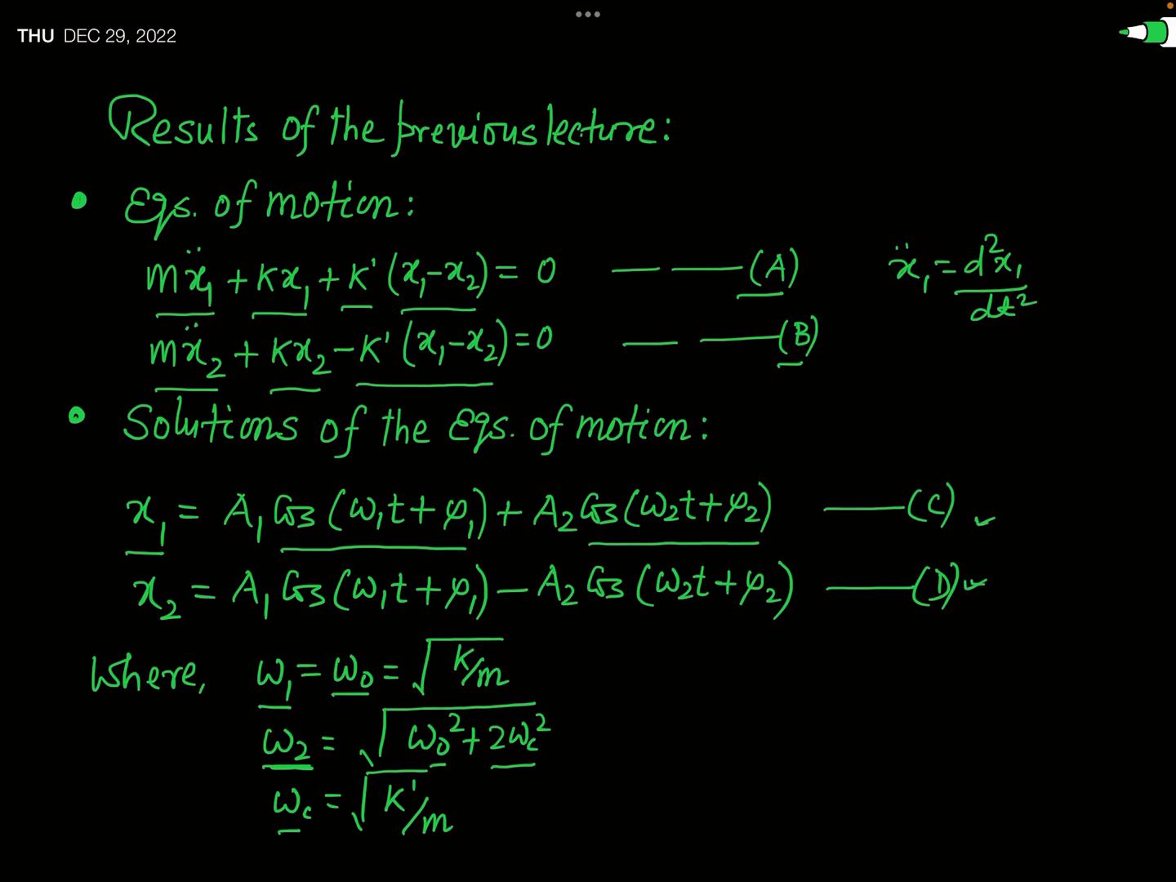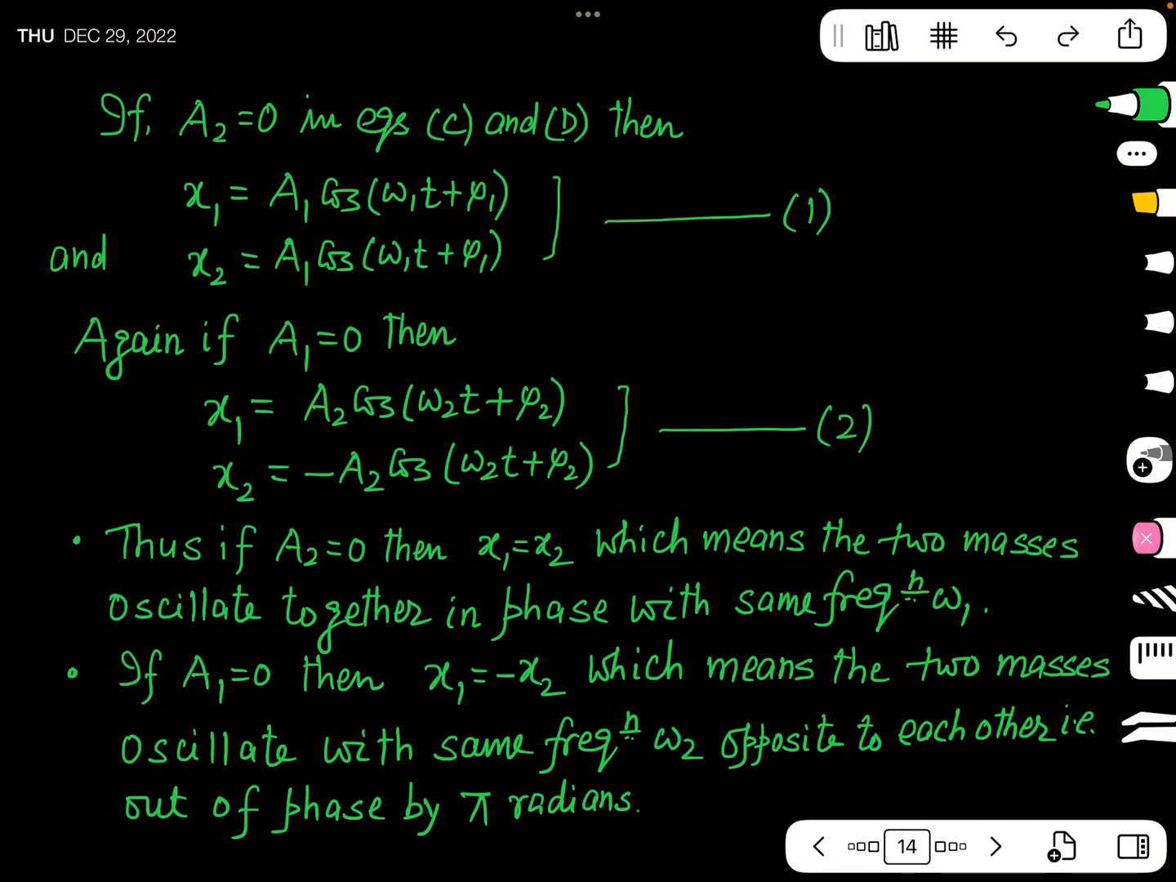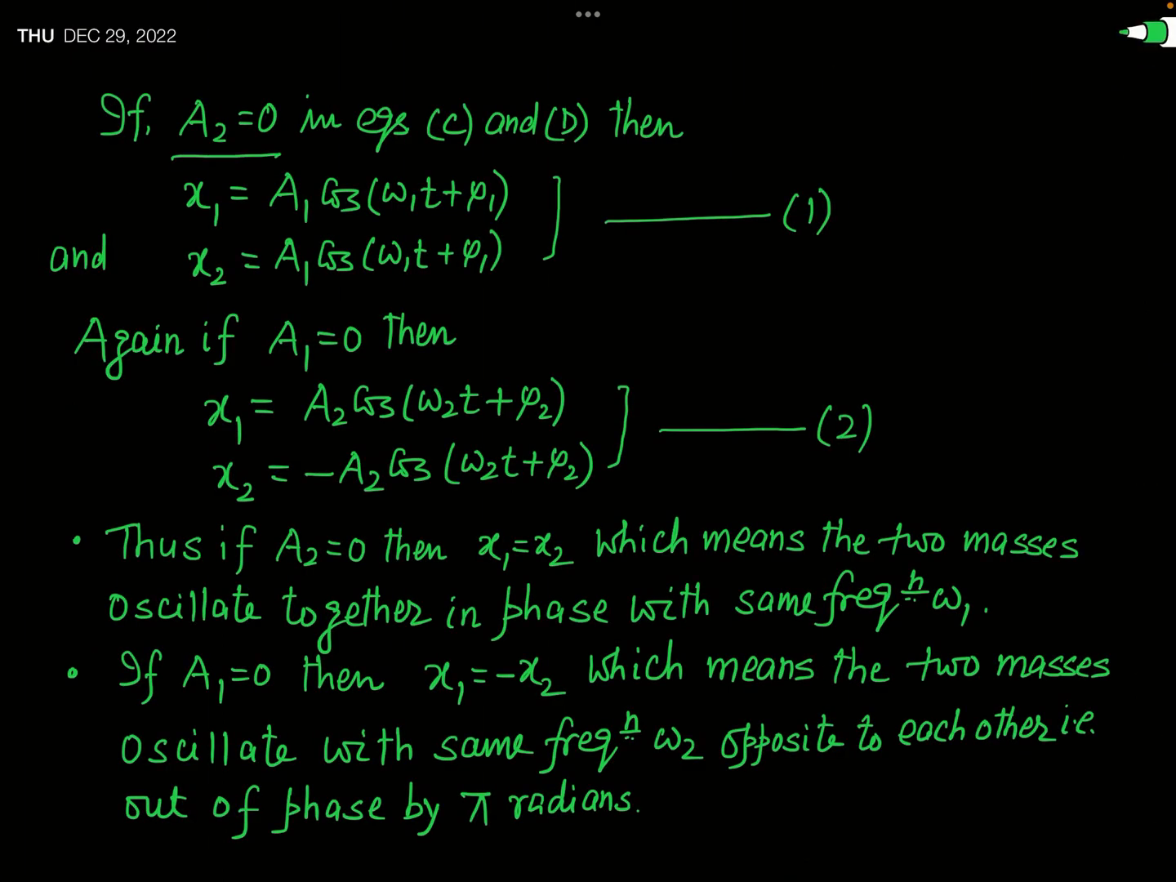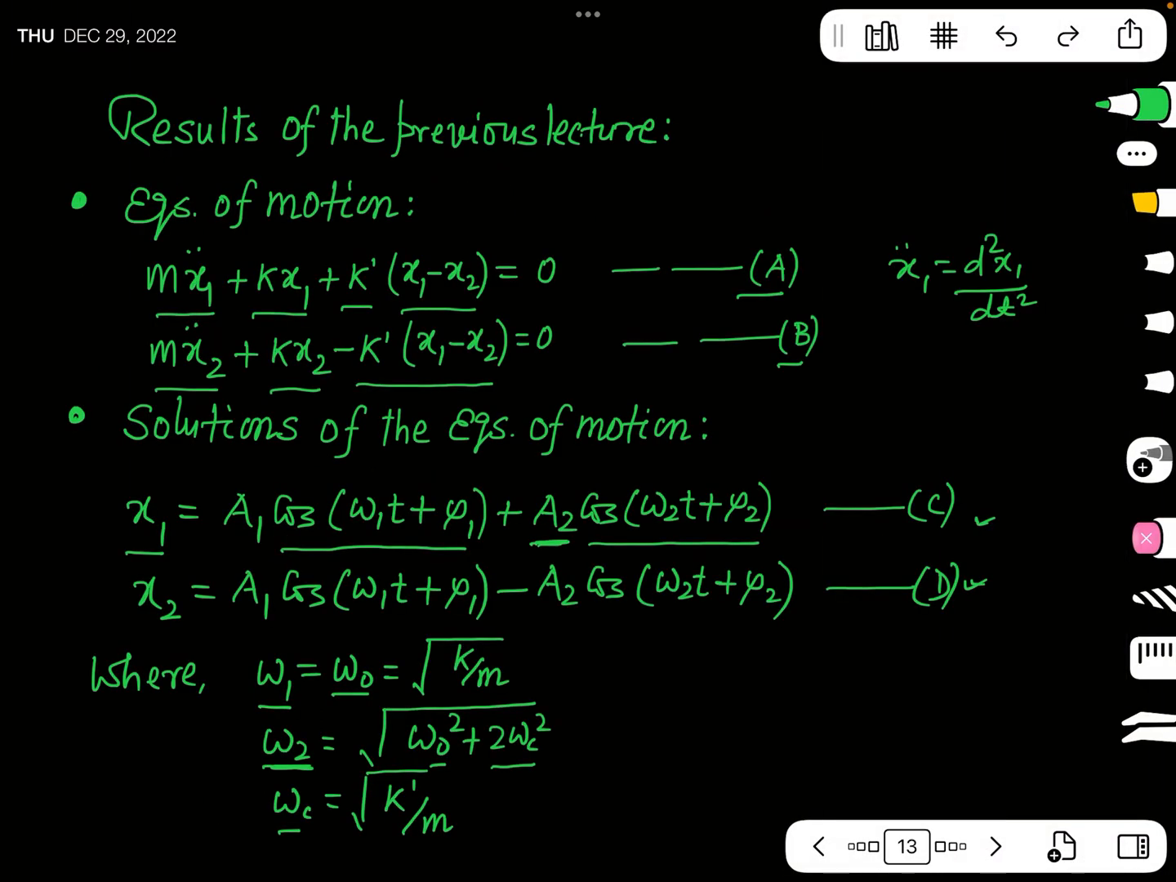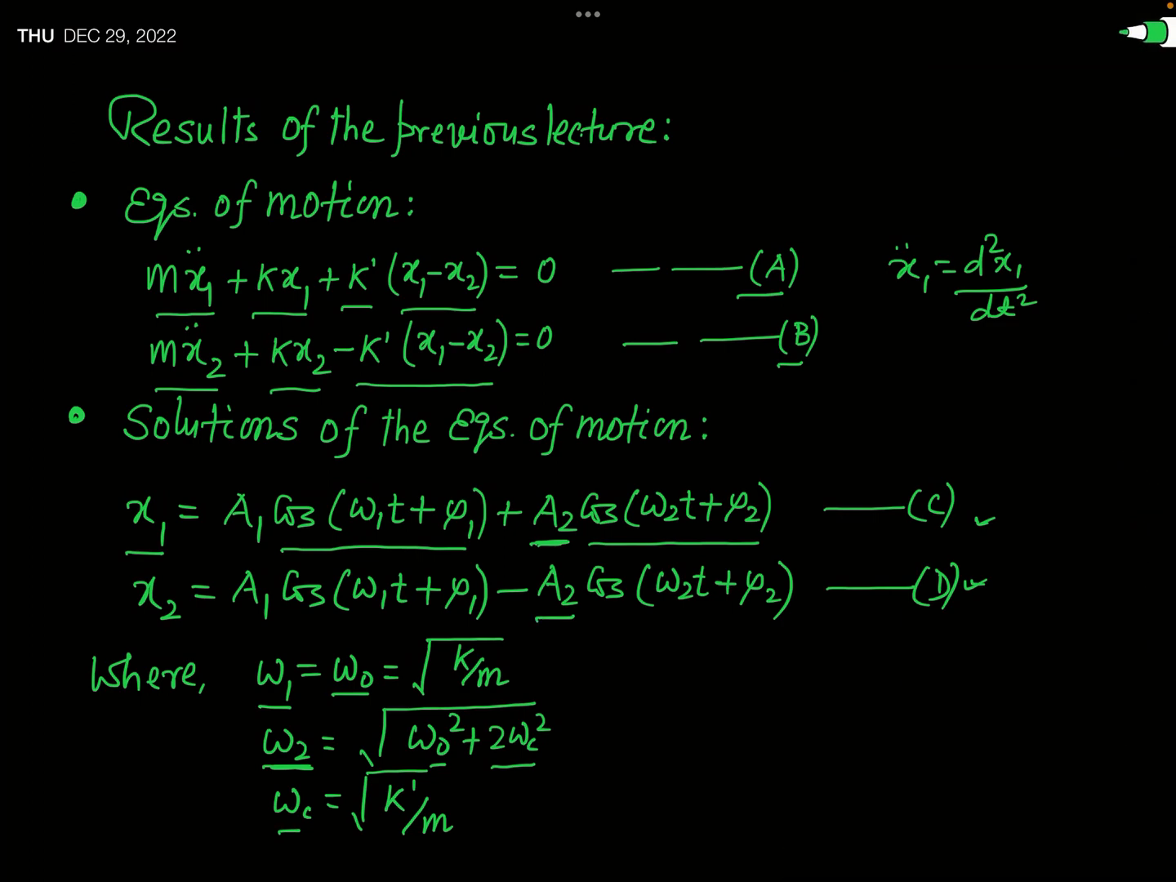Now, to get the idea of normal coordinates and normal modes of vibration, let us try to uncouple these differential equations. For this, let us first consider that if the amplitude term A2 is 0, then what will be the values of x1 and x2? Let us try to find. If you consider that A2 is equal to 0, then in these two equations, C and D, the second term on the RHS will vanish, and so x1 will be simply equal to A1 cos(omega 1 t plus phi 1), and x2 will also be A1 cos(omega 1 t plus phi 1).